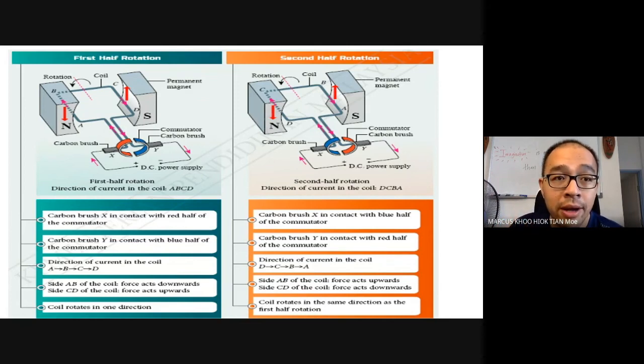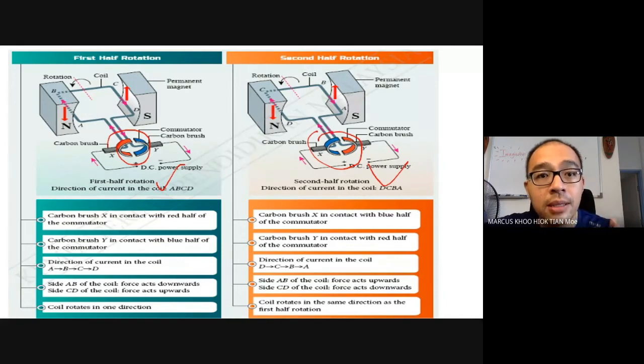Notice that the direction of the force does not change, even though the position of the commutator changes. Okay, the only thing that is different between the first picture and the second picture is the position of the commutator. Look at everything else. Everything else remains the same, because the function of the commutator is to make sure that the current flows in one direction only.